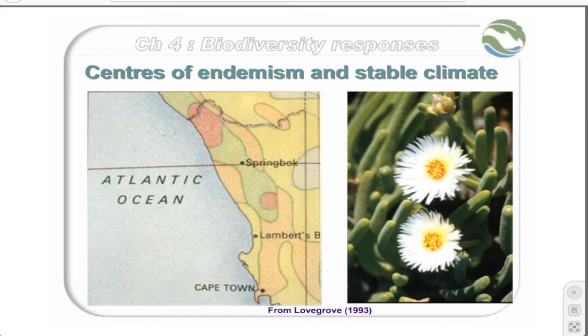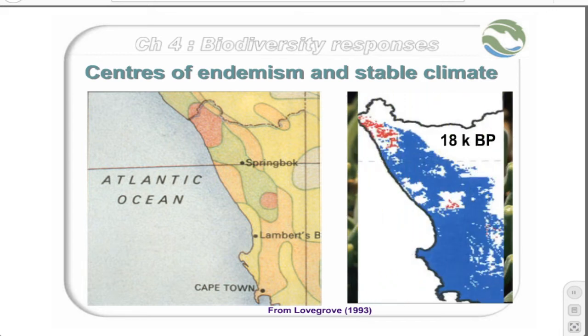Another way to judge the effectiveness of the model is to compare the current areas of endemism, areas where many species of endemic families occur along the west coast of this part of the world, and the areas which 18,000 years ago, if you look at the right-hand panel, are defined as being supportive of succulent karoo, even during the depths of the last glacial maximum. This indicates, again, that an area which retained the bioclimate suitable for succulent karoo also retained the highest level of plant species richness. So climate stability tends to allow species richness to accumulate.